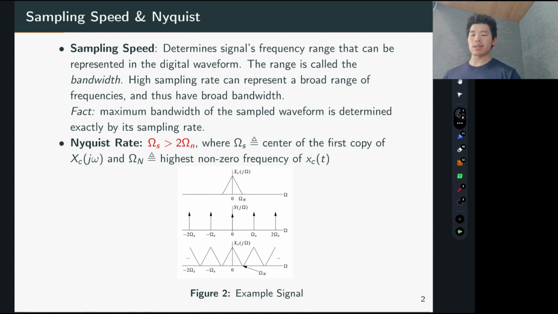So to avoid aliasing, which is basically to avoid the copies of the signal overlapping, our sampling rate has to be greater than twice the highest non-zero frequency, which is stated here. And why is that? We're going to see it in an example later in the slides. So here's a rough diagram of why that is the case.